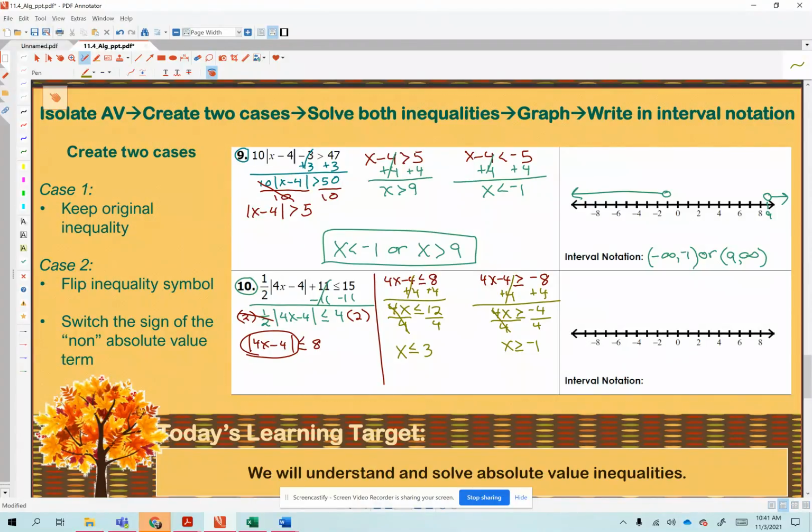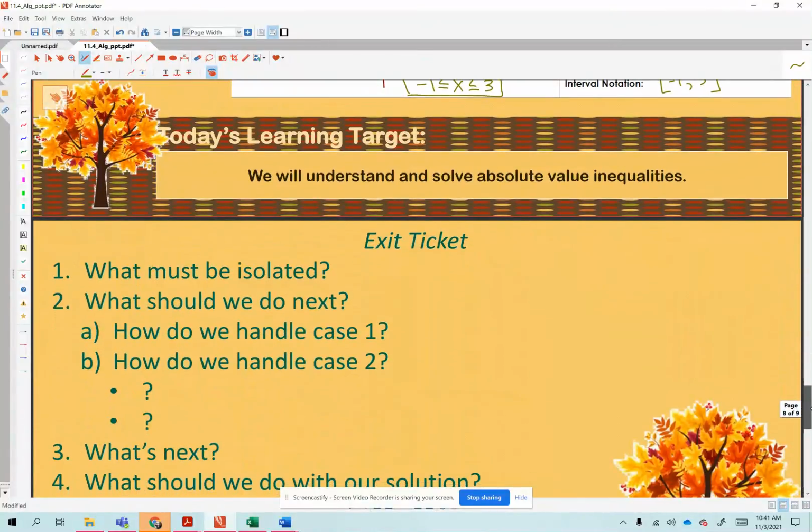So we have -1, now think about this, if x is greater than or equal to -1, that means -1 is less than or equal to x. And of course, x is less than or equal to 3. So we need a solid dot on -1 and on 3. And we simply connect them, and we enclose those solutions in brackets. And that's it for the practice, but let's go on to our exit ticket.